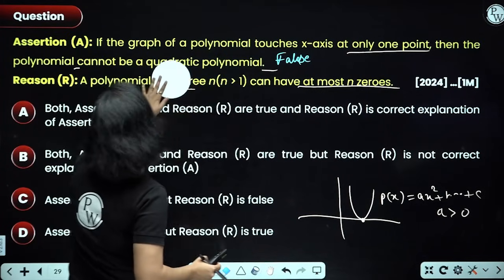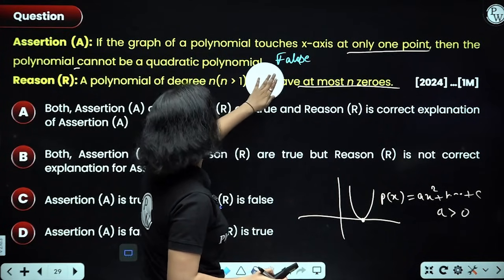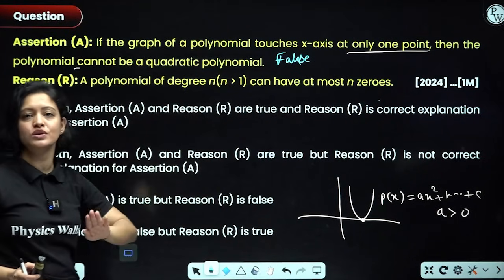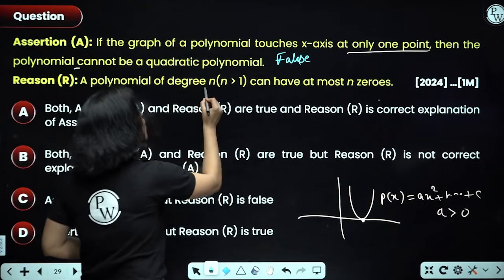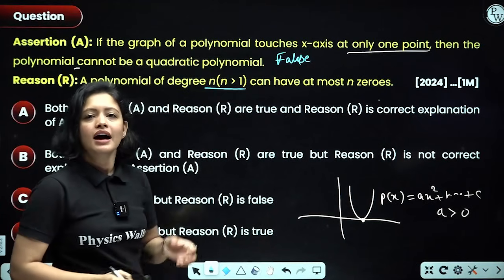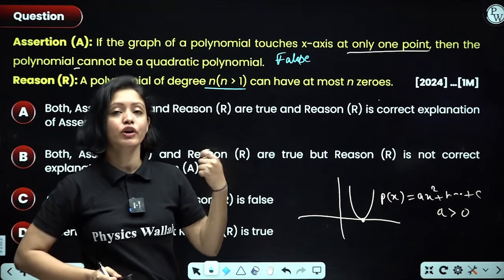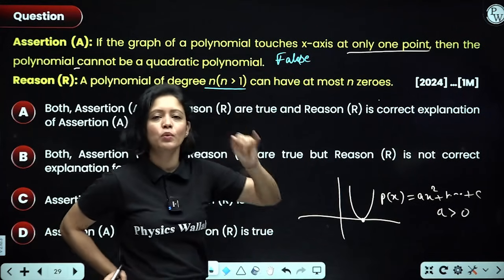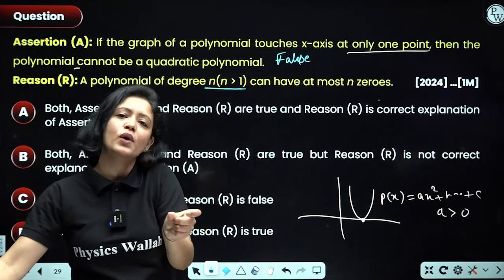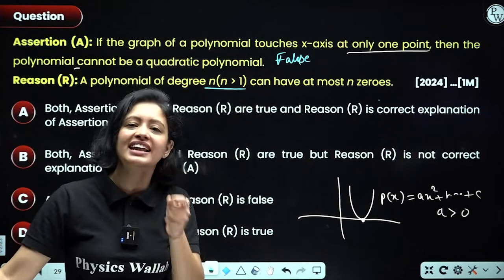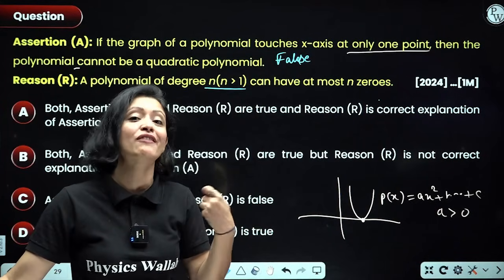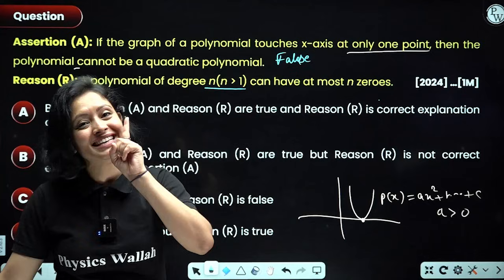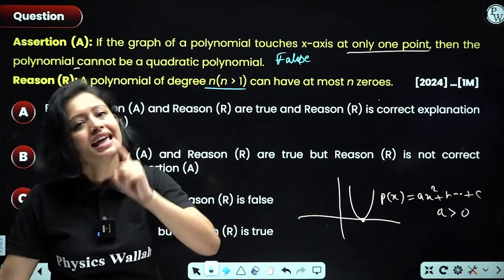Second statement is saying that a polynomial of degree n, where n is greater than 1, will have at most n zeros. This is something we have already studied, right? I have already explained that if for a polynomial the degree is n, it will have at most n zeros. Where n is greater than 1, why? Because for n equals 1, the equality holds. Whenever n equals 1, that means whenever you have a linear polynomial, then the number of zeros would always be exactly 1, not at most 1, exactly 1.